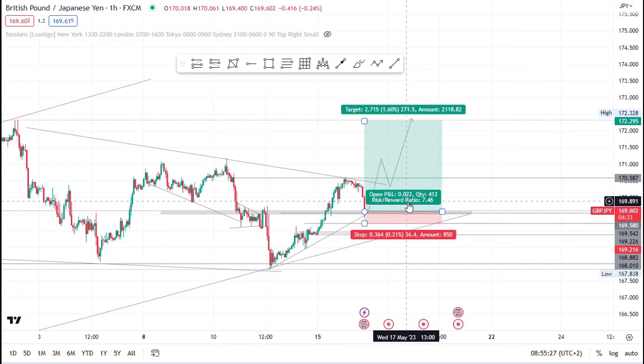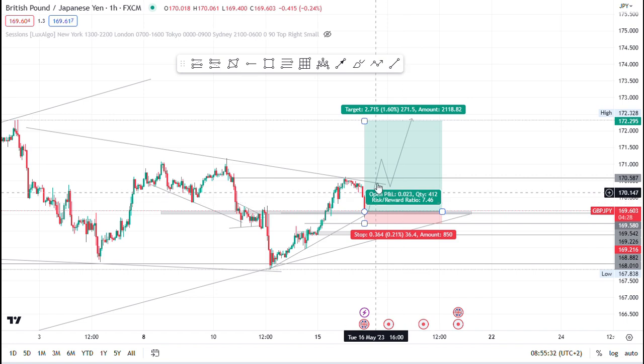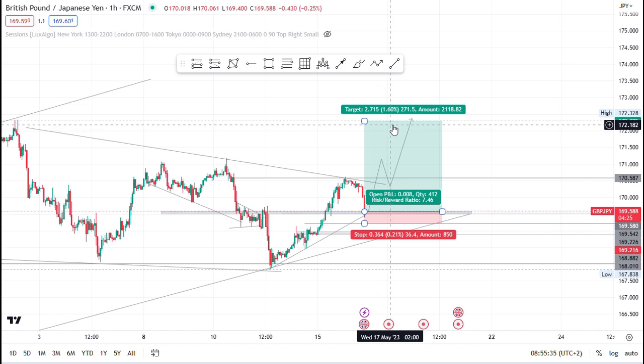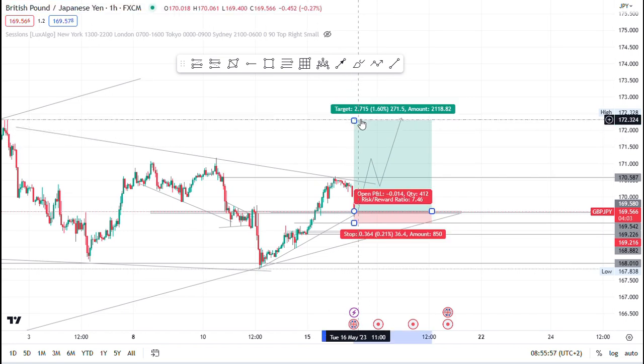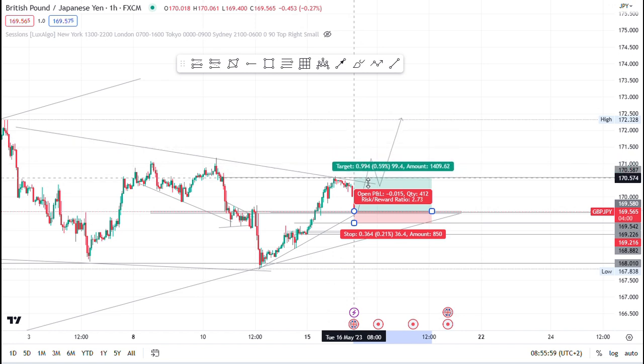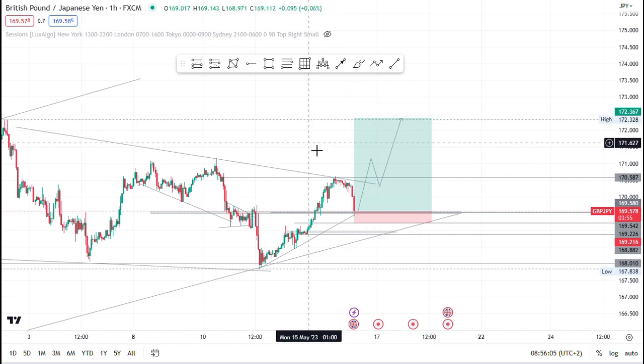So this is a 0.21% to 1.60% risk to reward ratio, risking 36 pips, which counts as $36. Also, your reward being 271 pips, which counts as $200. You don't even have to take the whole $200. The first take profit could be here, $100. Understand? Don't have to fight.